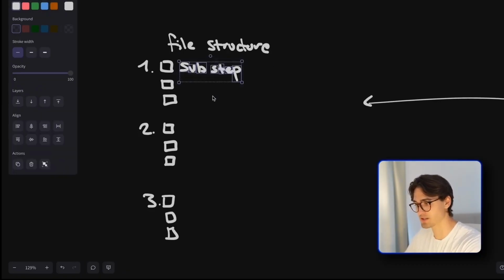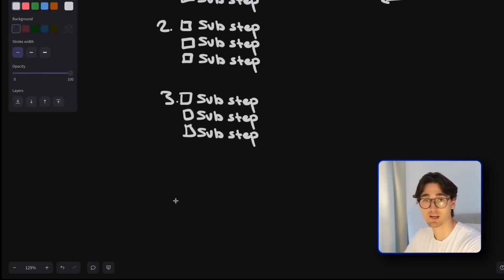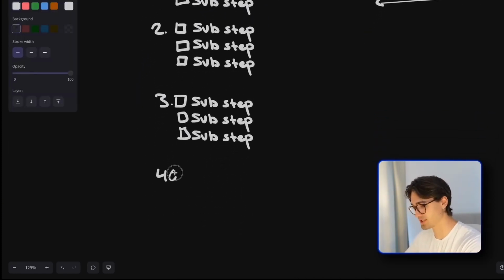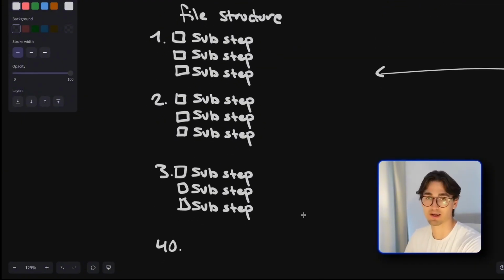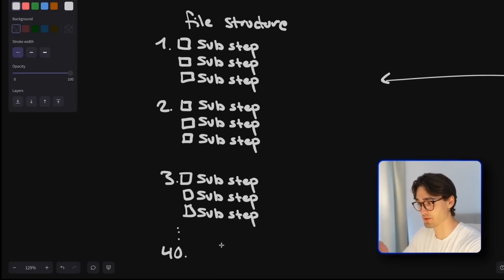And you want to write all of this out in your implementation plan. If you're building something very complex, you might have something like 40 steps in your implementation plan in order to build the thing out that you want. And before you even start building anything, you want to make sure that you have this implementation plan dialed.